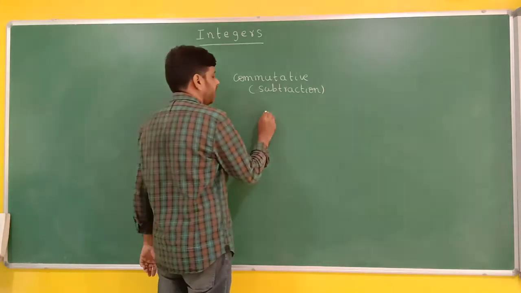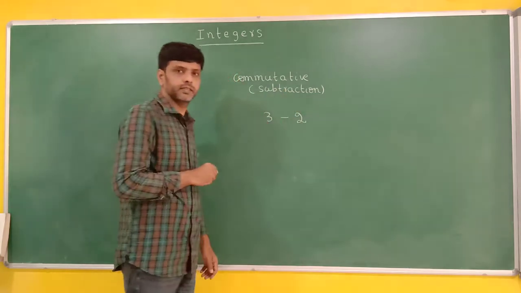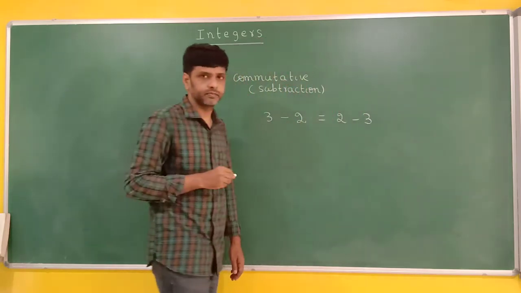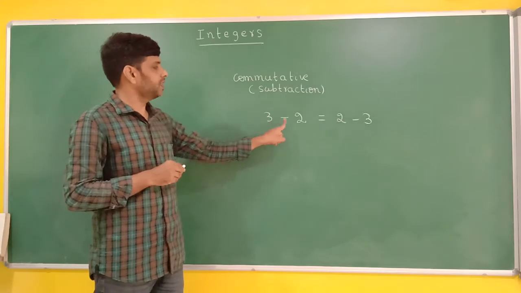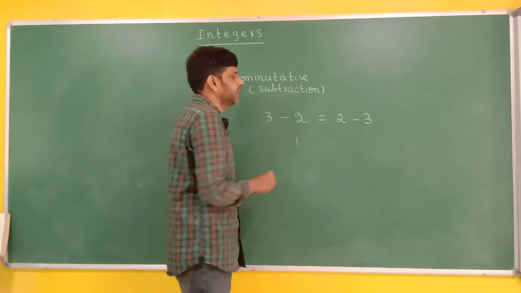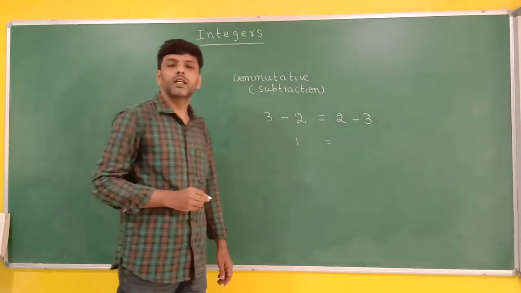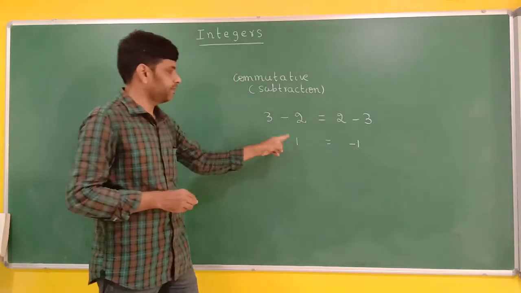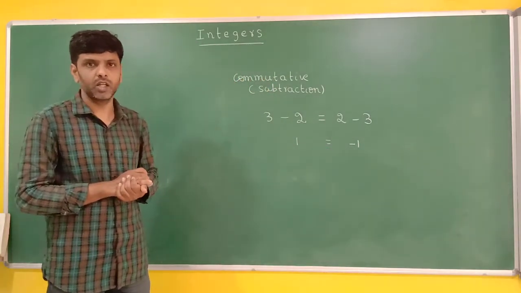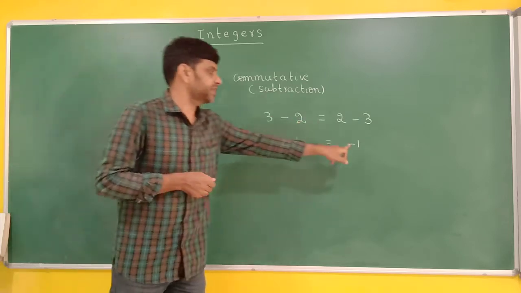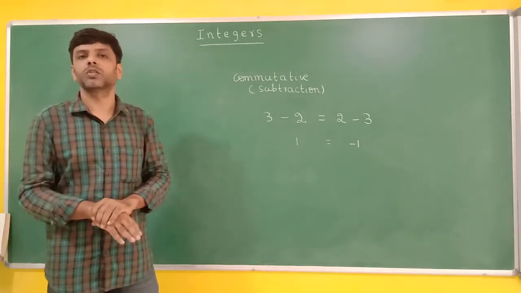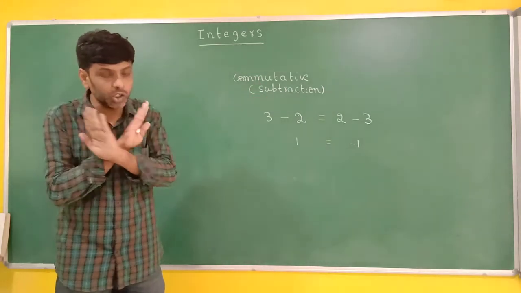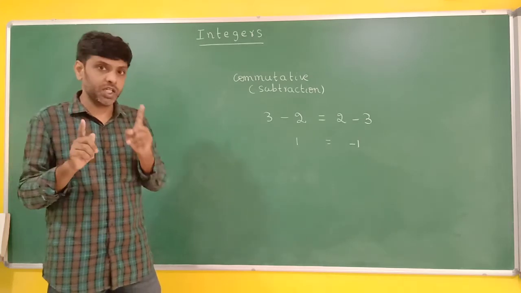Now see, I am taking two natural numbers. On the right hand side also I will take two natural numbers. What is 3 minus 2? 1. What is 2 minus 3? 2 minus 3 is minus 1. Are minus 1 and plus 1 both the same? Both are equal? No. Actually, minus 1 is not at all a natural number. So, what can we tell? We can tell that commutative property is not true for subtraction of natural numbers.